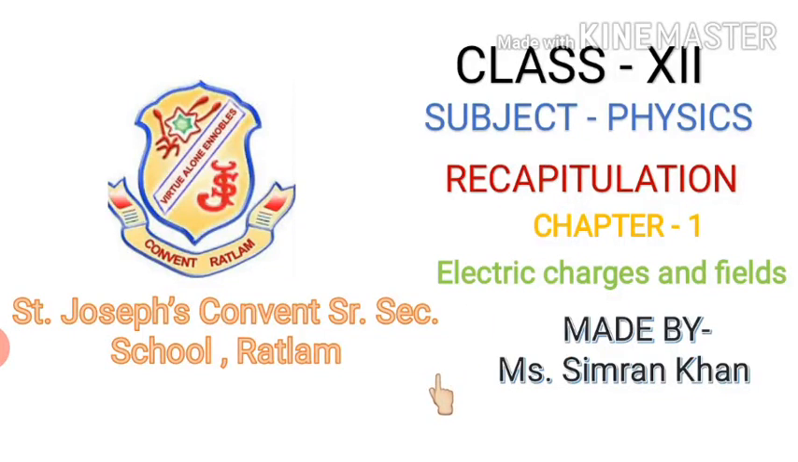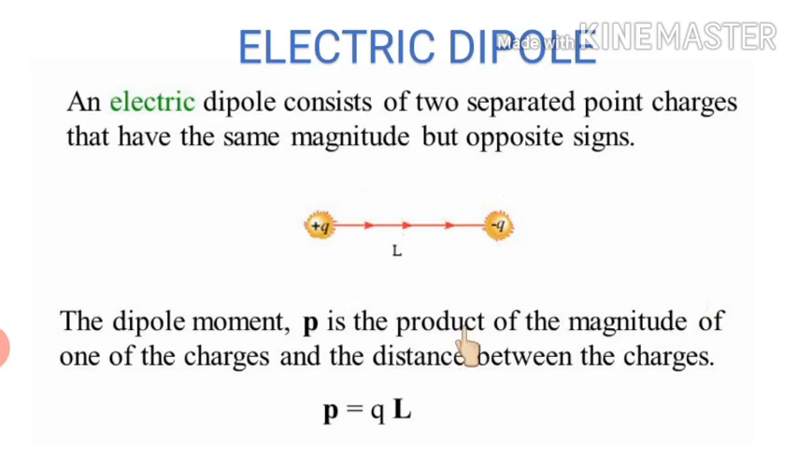Hello students, in today's video we will revise the remaining portion of chapter number 1, that is electric charges and fields. Our first topic is electric dipole. An electric dipole consists of two separated point charges. They have the same magnitude but opposite signs.